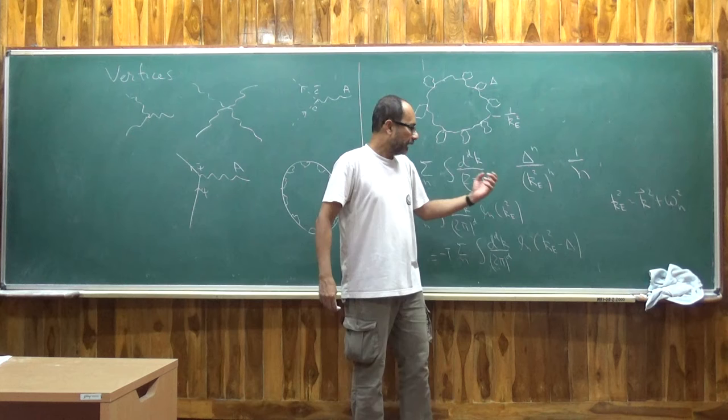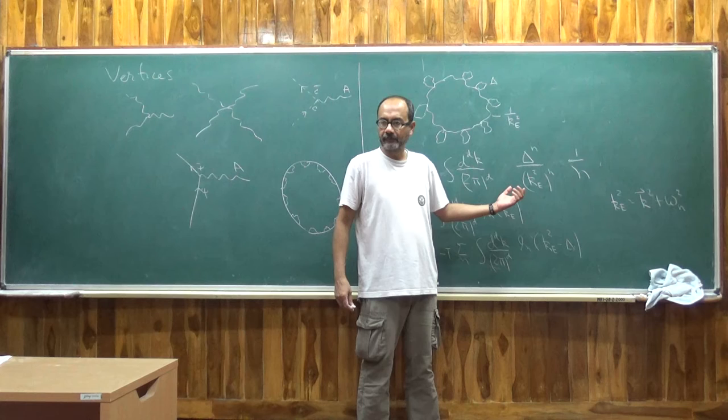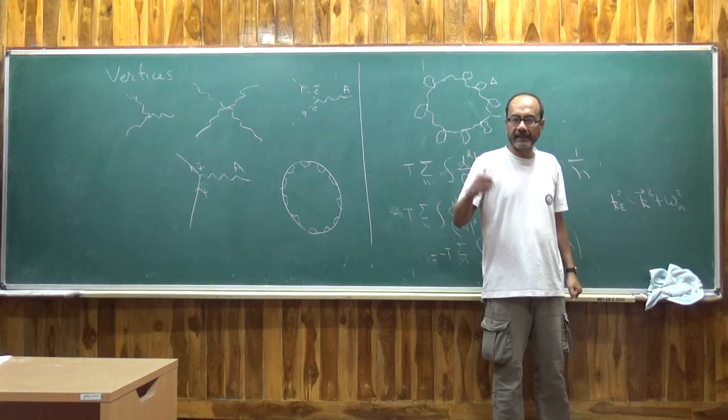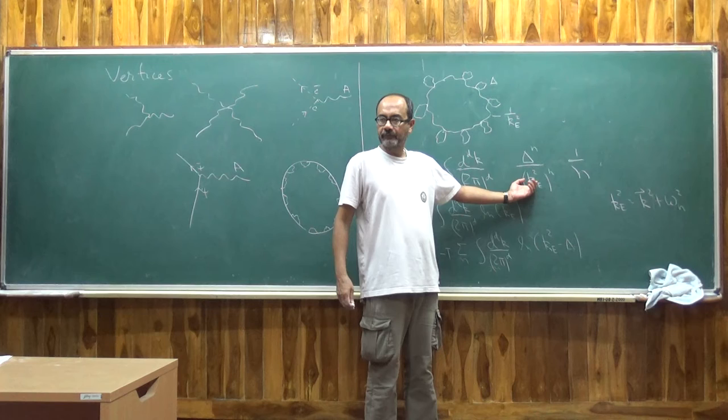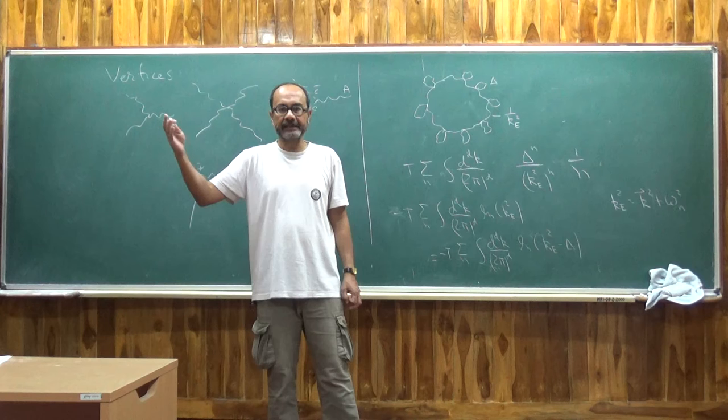But now, this k_E can never go to zero, because k_E square is k square plus omega n square, and for omega n, there is no n equal to zero contribution. It is either half or minus half or 3 half or minus 3 half. Because it never vanishes, there is no divergence here. So there is no need for you to resum. You can keep it as it is, and in that form it's manifest that the expansion is in powers of g square.